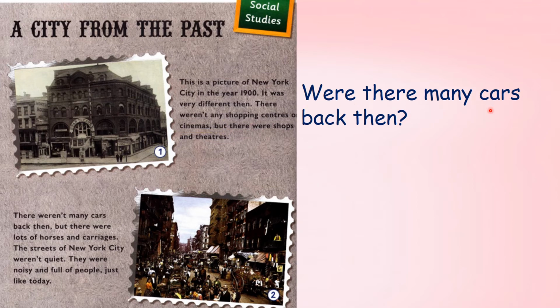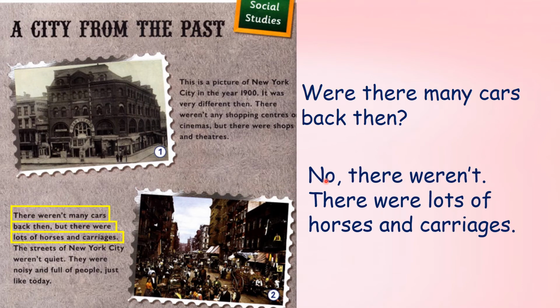Were there many cars back then? Adakah terdapat banyak cars back then? Ketika itu. Where is the answer? There weren't many cars back then, but there were lots of horses and carriages. So, your answer, no, there weren't. Jika jawapannya tidak ada, no, there weren't. Tak ada cars ketika itu. Jadi, no, there weren't. Apa yang ada masa tu? There were lots of horses and carriages.